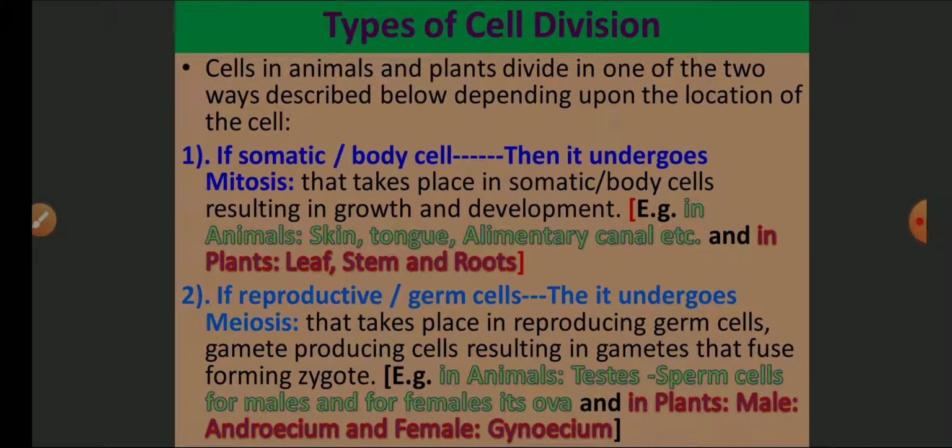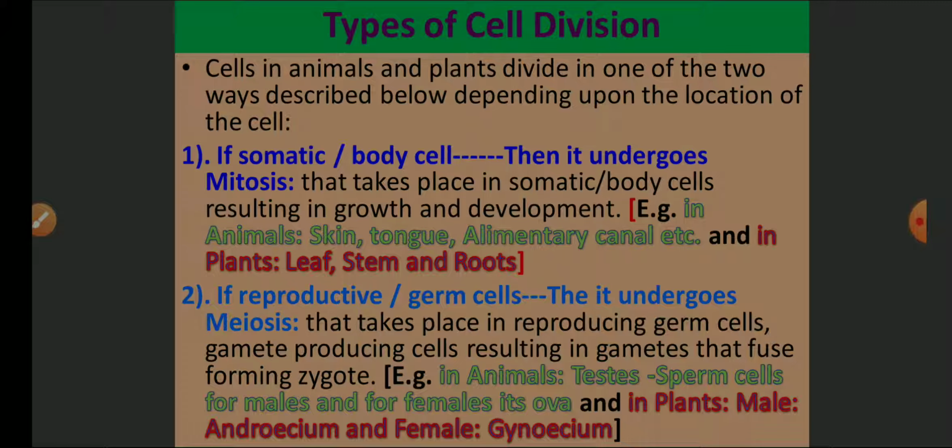If the cell is a somatic body cell, then it undergoes the process of mitosis. So somatic body cell means what? For example, in animals, skin, tongue, alimentary canal, etc. are considered to be body cells, or we can say somatic cells. Soma means body, so it is a somatic cell. So in this type of organs, or in this type of cells, you will see mitosis taking place. In plants, for example, leaf, stem and roots are the body cells where mitosis is seen.